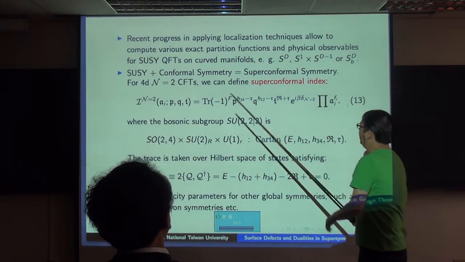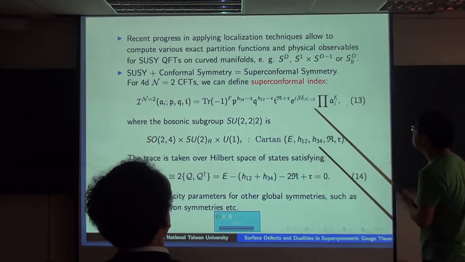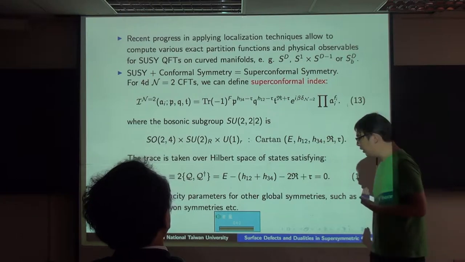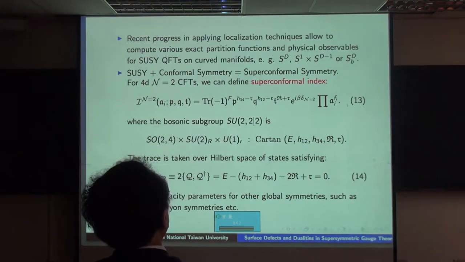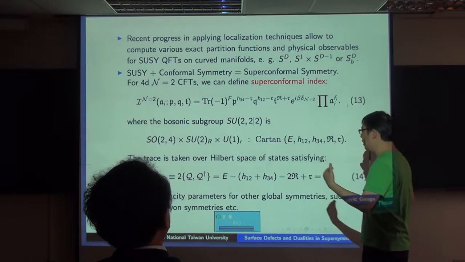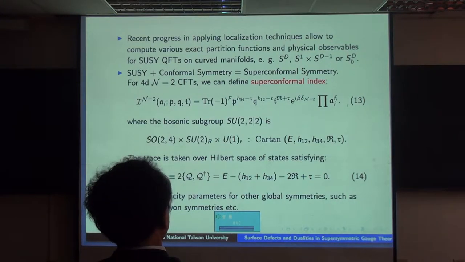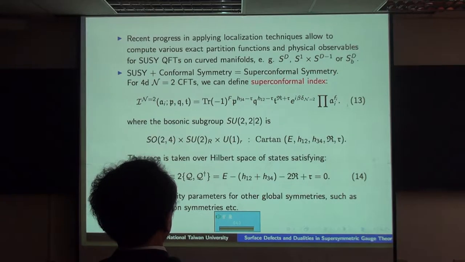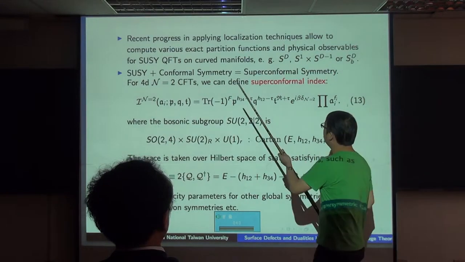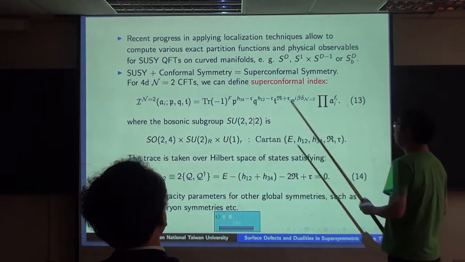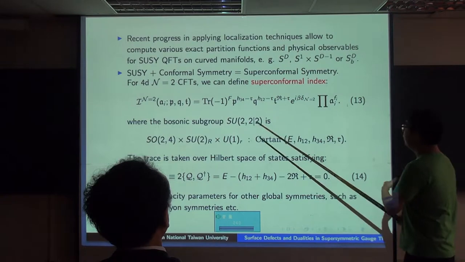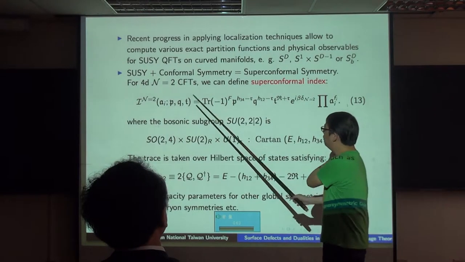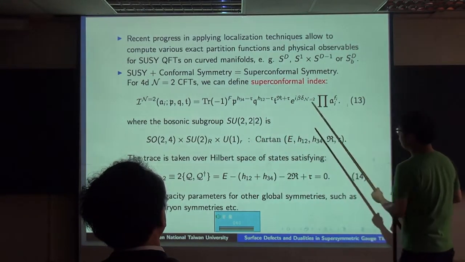Basically, recently there has been some progress in applying the so-called localization technique, which allows us to reduce the otherwise very difficult calculation of a path integral. Usually you would integrate over infinite degrees of freedom, but instead you pin yourself down to some finite saddle points, and you only need to integrate over quadratic fluctuations around those saddle points. The key here is that there are a few ingredients. You want supersymmetry, but you also want to put the field theory on a manifold with certain isometries. The particular kind of partition function that I will be dealing with is probably the simplest one.